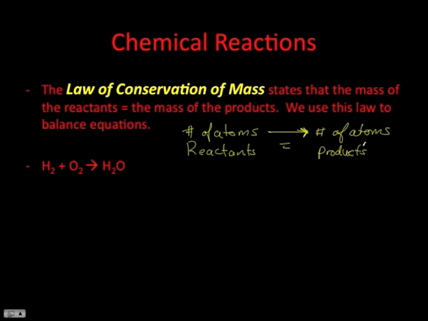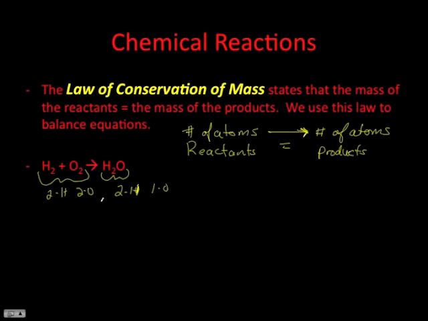chemical reaction. You have hydrogen molecules and oxygen molecules, and when they combine, they go through a reaction and form water molecules. But if you counted up the number of atoms, you would notice that there's not as many on one side as the other. You would find that there's 2 hydrogen here and 2 oxygen here, but on the product side, there's 2 hydrogen and only 1 oxygen. So that's an unbalanced equation.